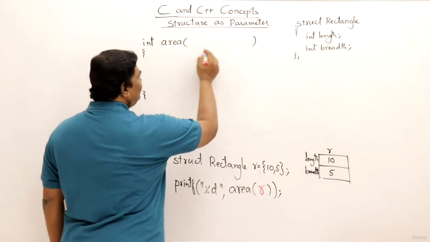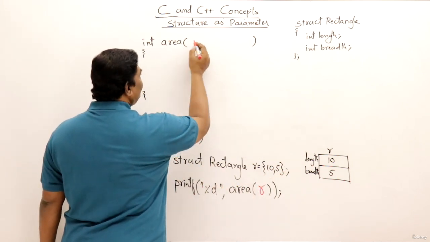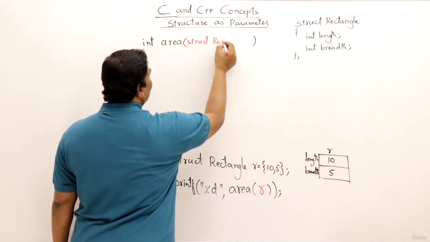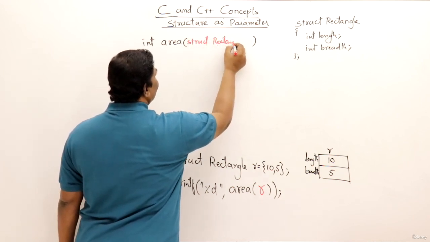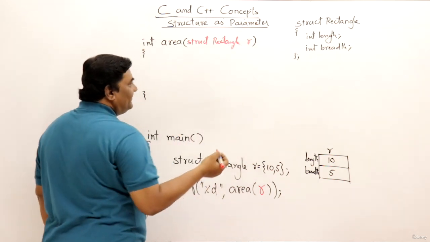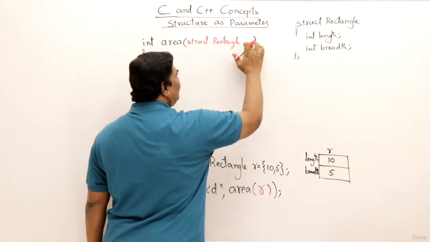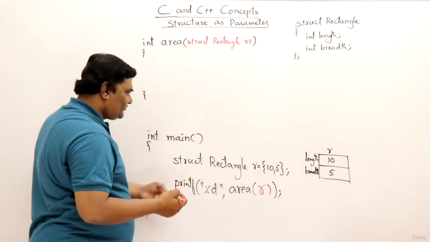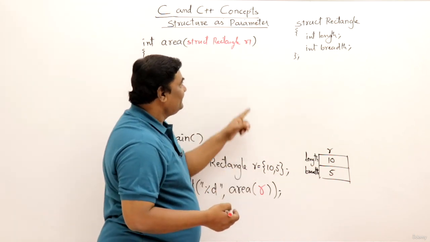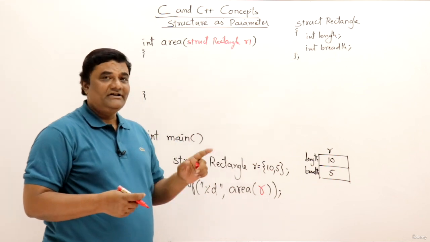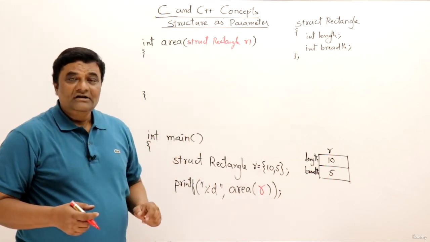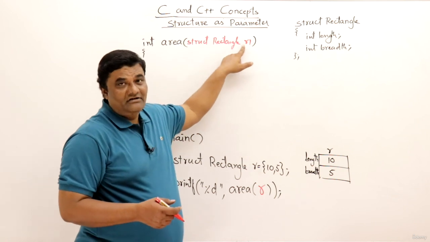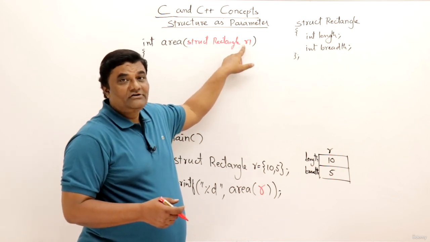Now what should be the parameter type of this one? So the argument type should be struct rectangle R. This is called by value. So instead of R, I will say R1. Just a change of names. You should not feel that they are the same. This variable is different, that variable is different. So I have taken the parameter as R1. Now that is called by value because here I did not write any asterisk or any ampersand. This is called by value.